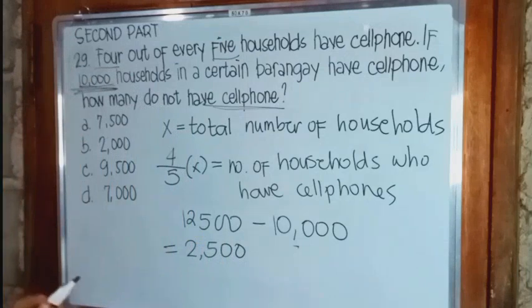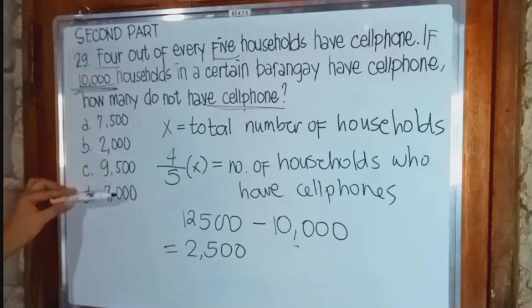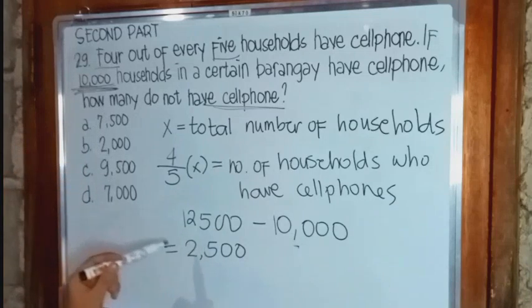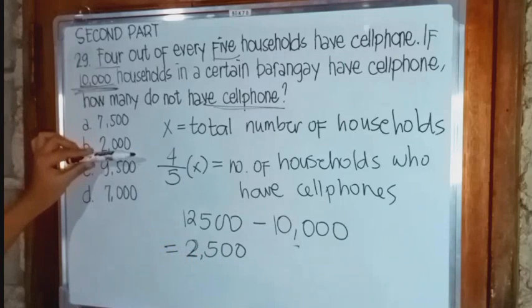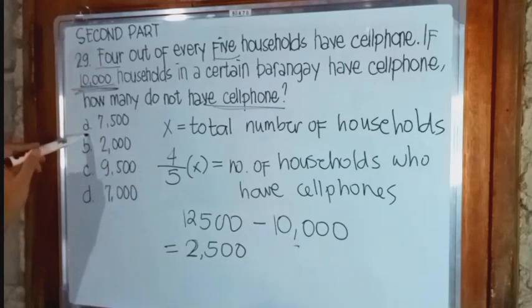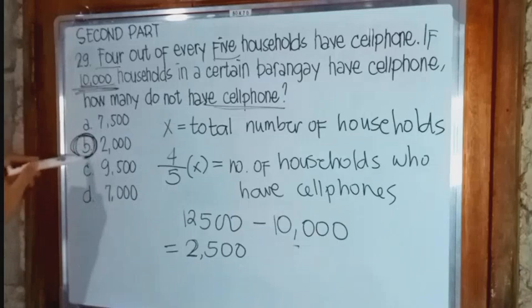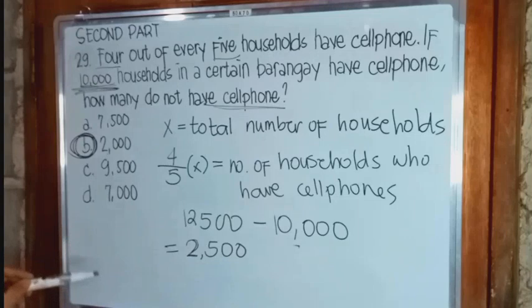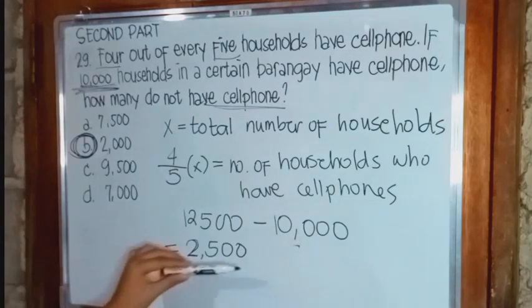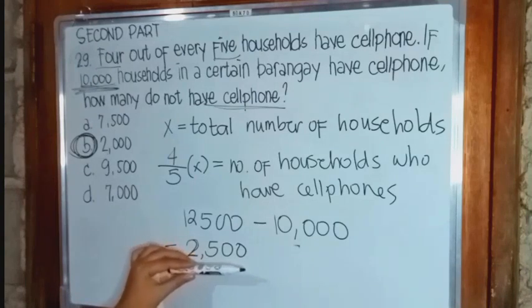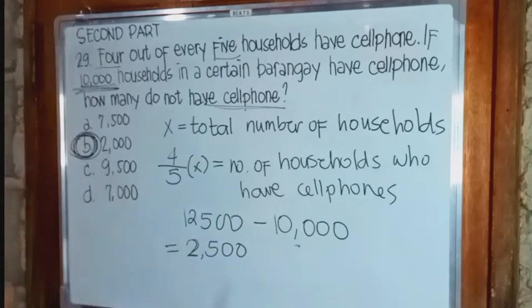As we can see, 2,500 is not in the choices. So the most probable answer that is at least near 2,500 is letter B, which is 2,000. Maybe this is the answer, because 2,000 is just a little bit less than 2,500. It is just less than 500 only. So maybe the answer is letter B.